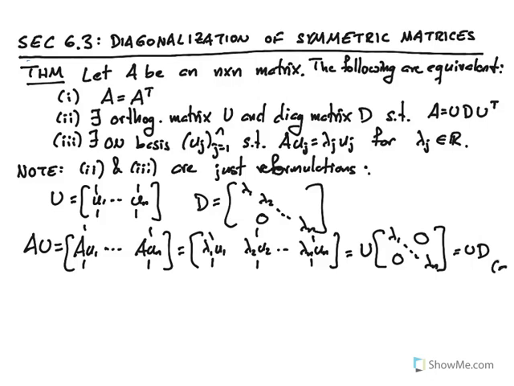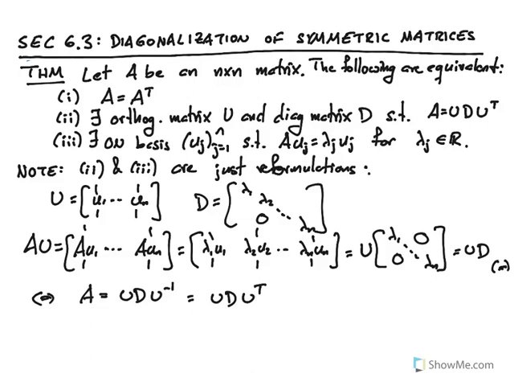From this equation, whenever U is invertible, this is the same as A equals U D U inverse, and since U is orthonormal, the inverse is just the transpose. So the point here is that 2 and 3 are perfectly logically equivalent. There's nothing to prove in saying that 2 implies 3 or 3 implies 2. They're just different ways of writing the same thing, once we've established the properties of orthogonal matrices.